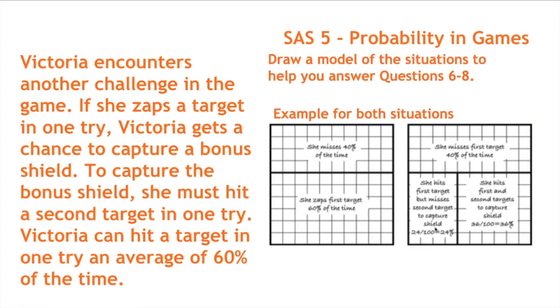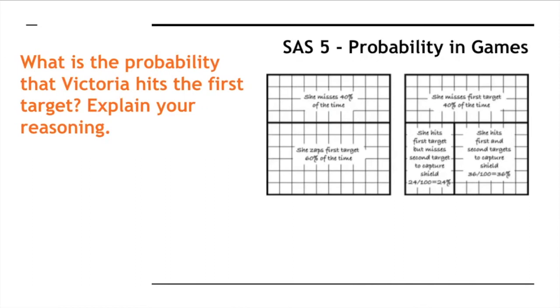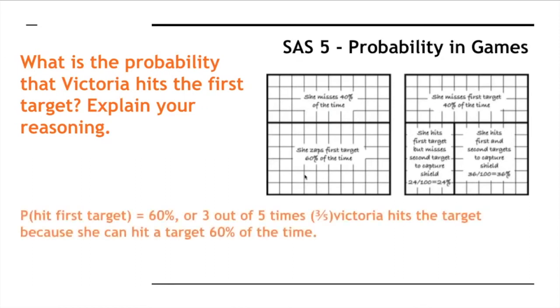Okay? So let's look into that. What's the probability she hits her first target? Explain your situation according to this probability. It's 60% of the time, 3 out of 5 times.